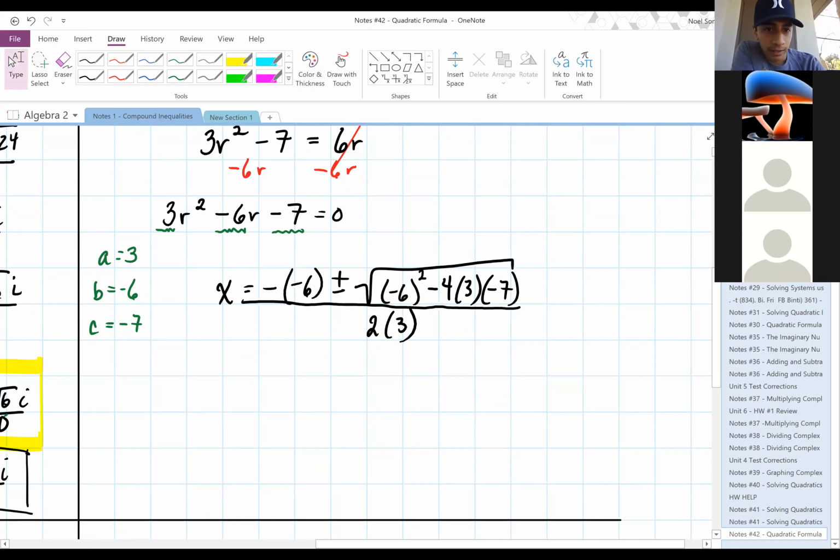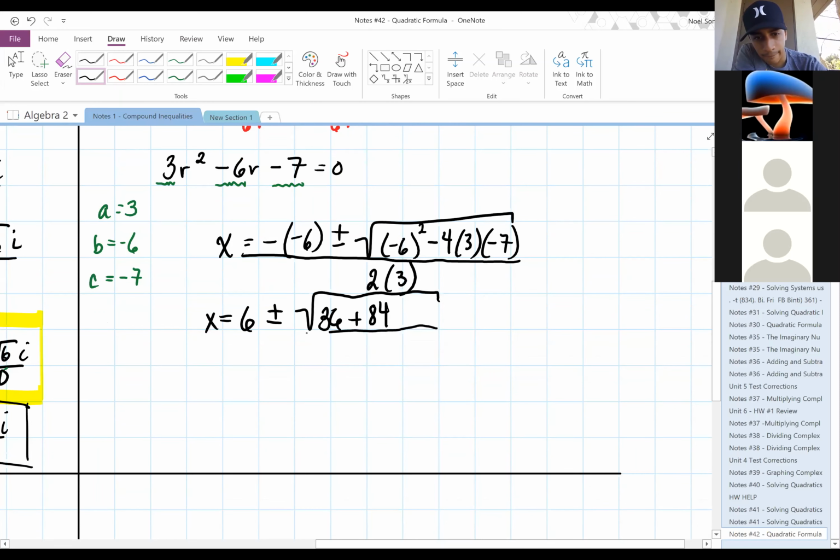Okay, so let's clean up. Negative times negative x will give us a positive 6 plus or minus a square root of, well, negative 6 squared. Again, that's a negative times a negative, so we get a positive 36. Here, just be mindful of your sign. Identify what you're multiplying, right? Here you have a negative 4 times 3, right? So that's negative 12. But then you multiply that times negative 7. So negative 12 times negative 7 will be a positive 84. All over, here you should get 6.